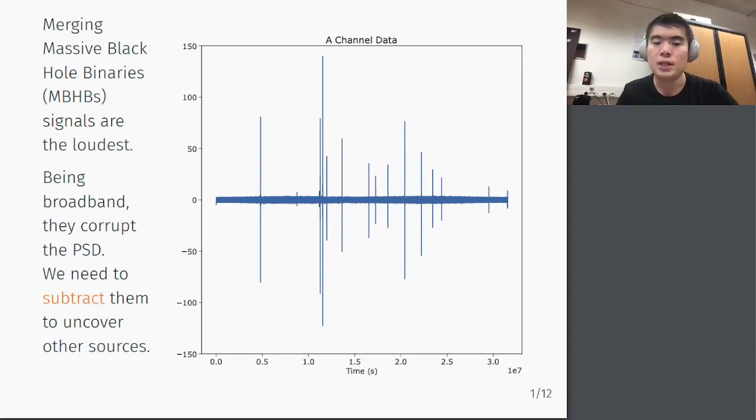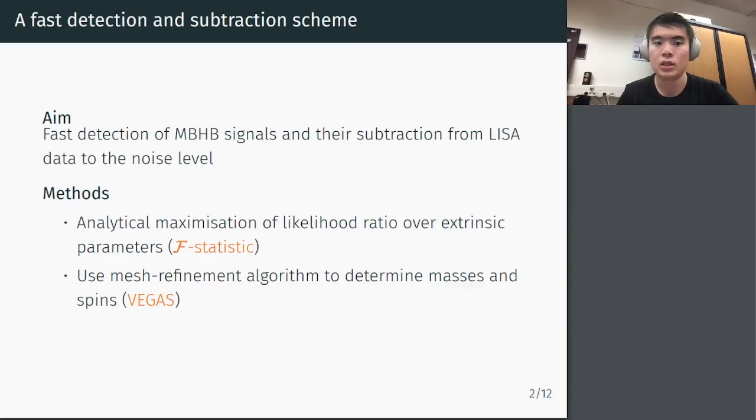Moreover, MBHB signals are broadband in frequency, so they corrupt the power spectral density. We need to subtract them to uncover other sources. We came up with a fast scheme to detect and subtract them from laser data to the noise level. It includes a signal reconstruction method incorporating extrinsic parameters and a mesh-refinement algorithm determining masses and spins, which are intrinsic parameters.